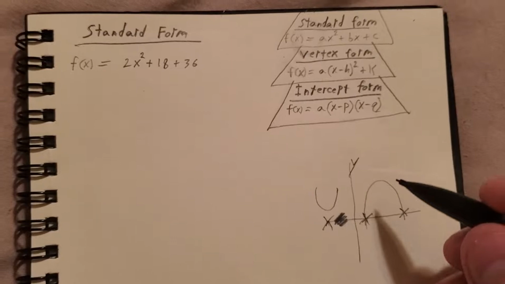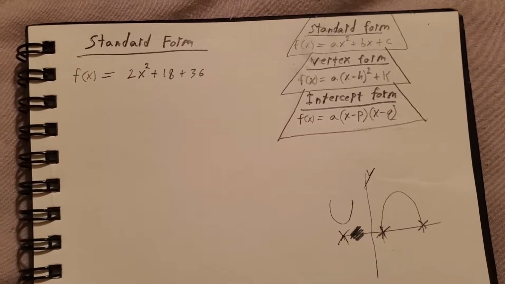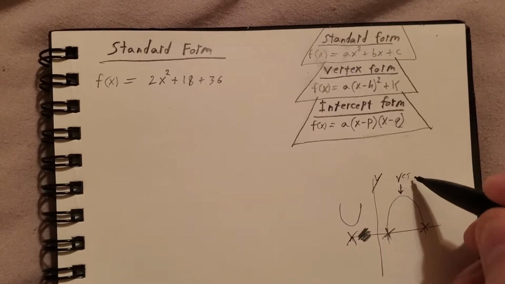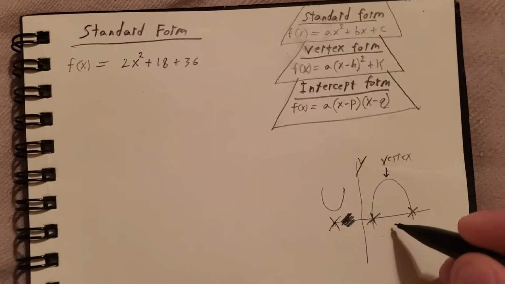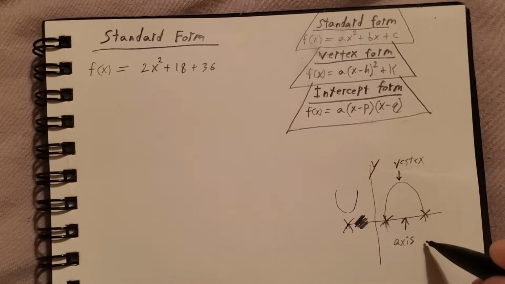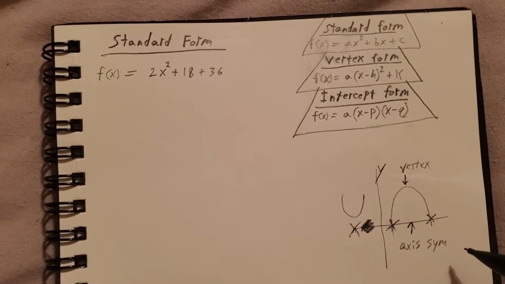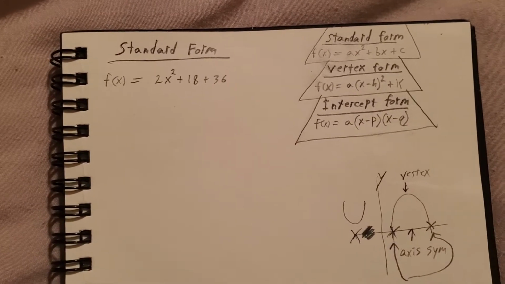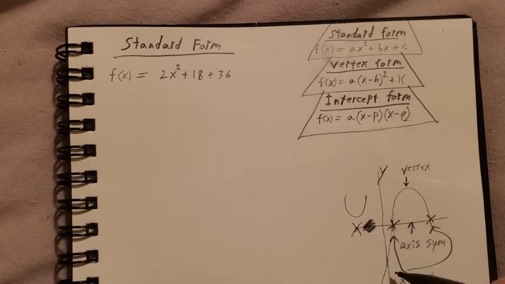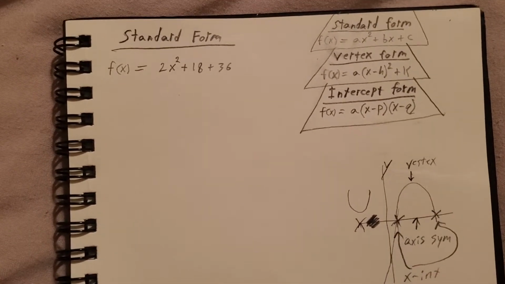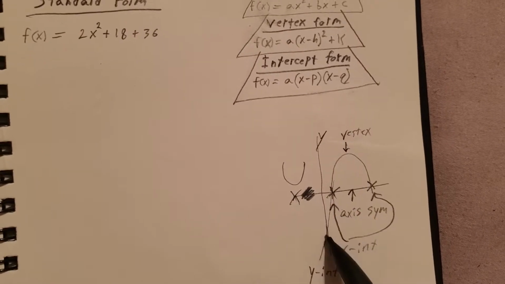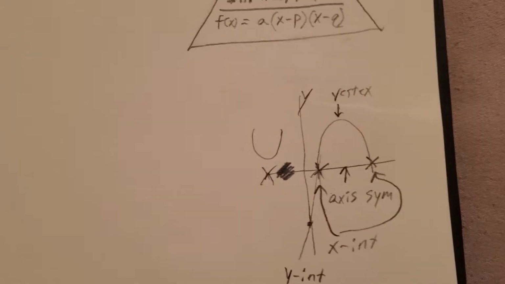Now, in looking at this, I'm assuming going into this lesson that you know that this is the vertex. I'm assuming that you know that this right here is the axis of symmetry. I'm assuming that you know these values are the x-intercepts. And I'm assuming that you know where the line crosses the y-axis is the y-intercept. So really, in looking at this, you have 1, 2, 3, 4, 5 different points, 5 different values that could be of interest to us.